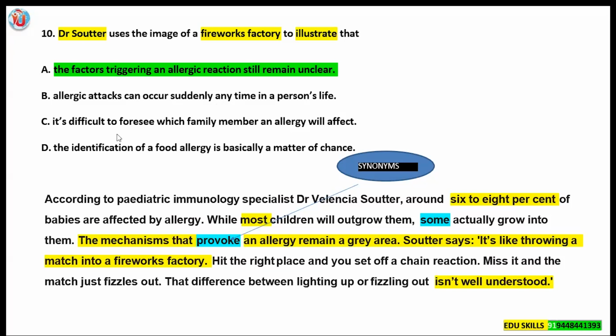Answer option C. It's difficult to foresee which family member an allergy will affect.